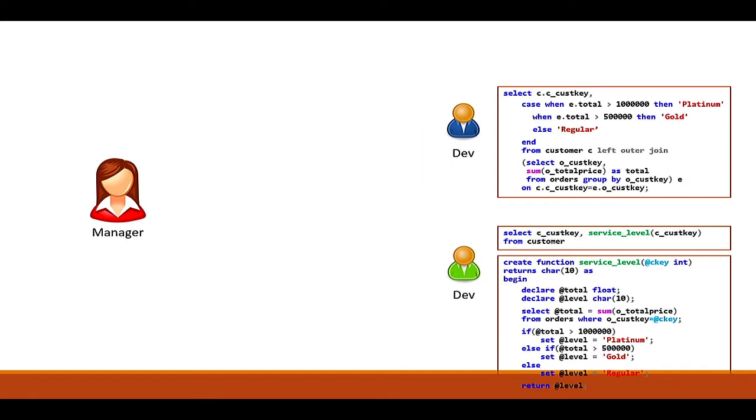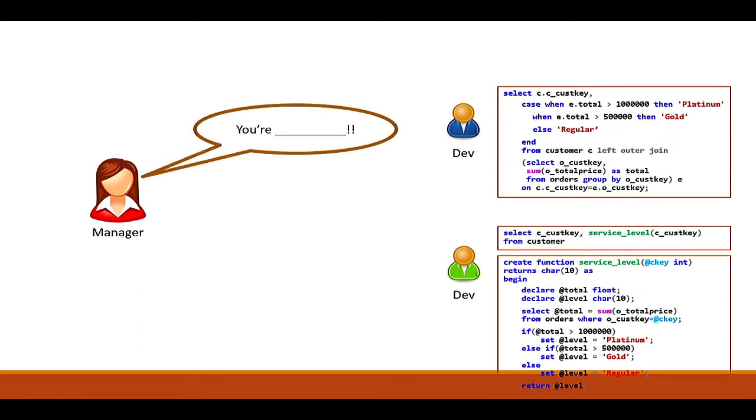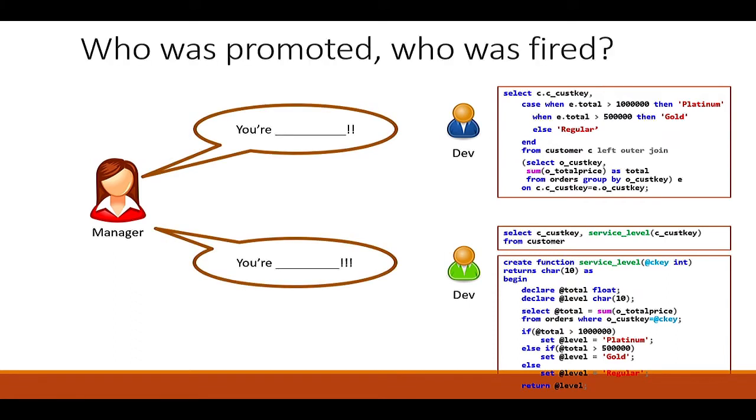So the manager basically runs both of these on their database, and turns out she decides to fire one of them and promote another. So this is pretty drastic, but can anybody guess who was promoted and who was fired? Yeah. I'm betting the SQL optimizer should have gotten a promotion.